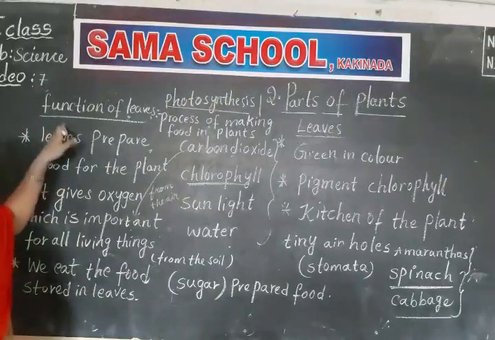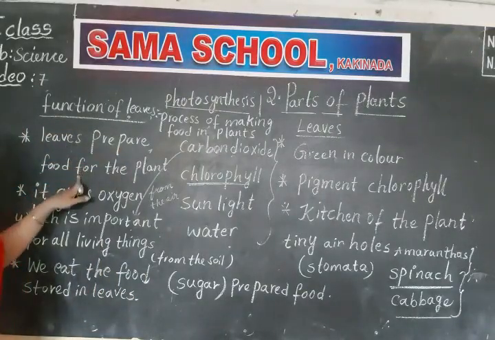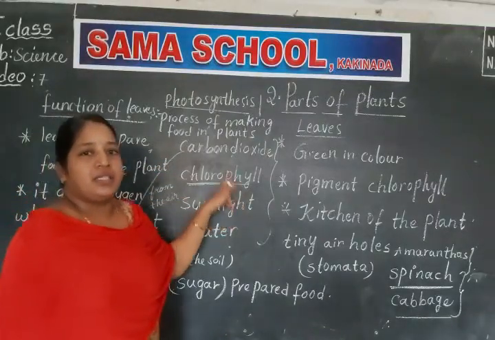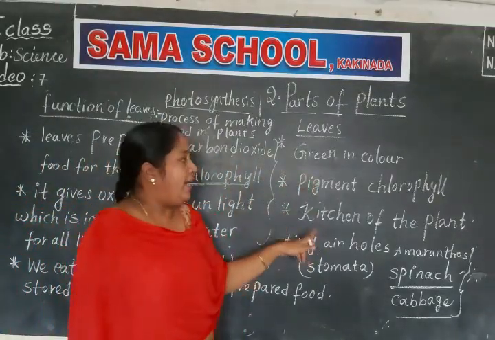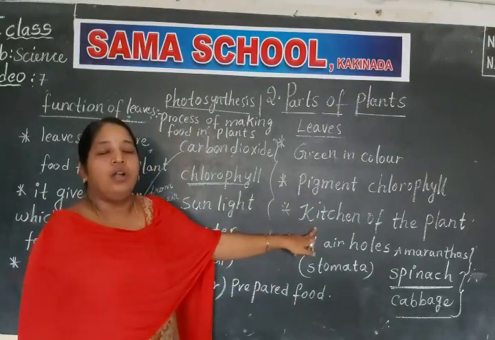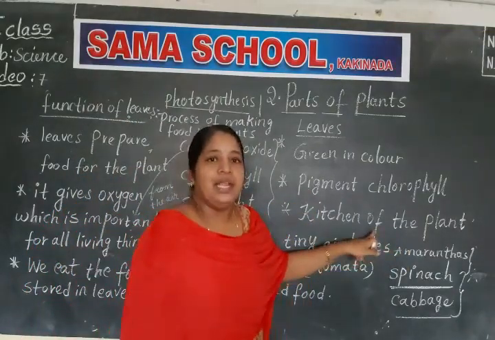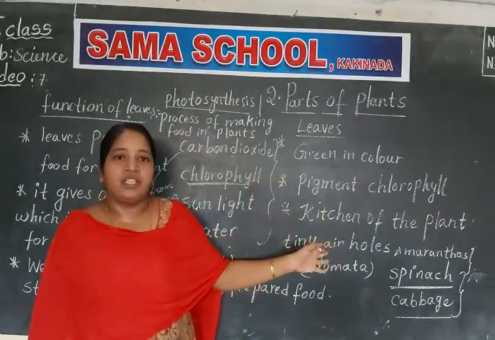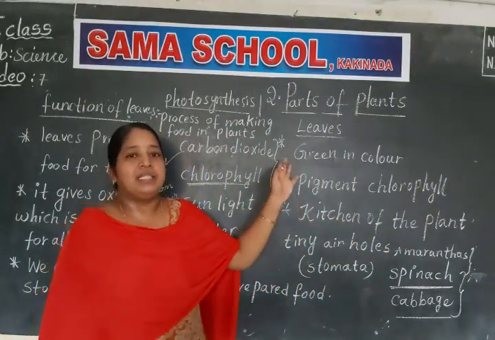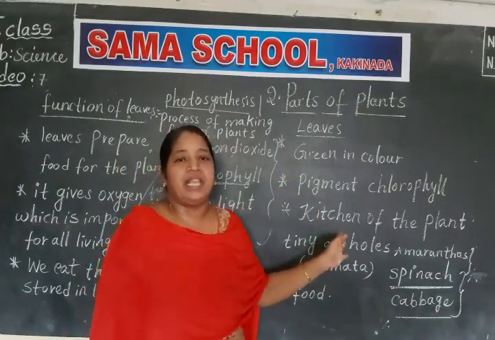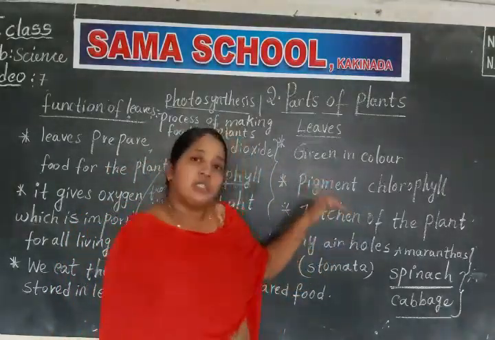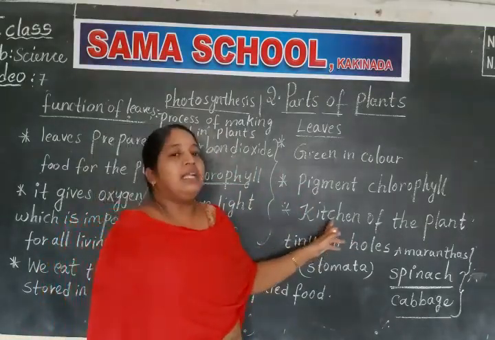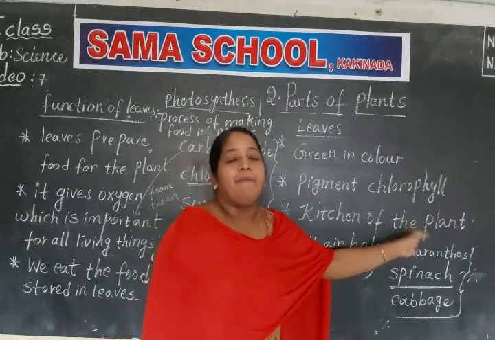What is the main function of leaf? Leaves prepare food for the plant. In which part is the food prepared, children? Yes, in the leaf the food is prepared. That's why leaves are called the kitchen of the plant. Your mother prepares food in the kitchen, no? In the same way, the plant has so many parts like roots, leaves, stem, etc. But in which part is the food prepared? In the leaves the food is prepared. That's why leaves are called the kitchen of the plant.